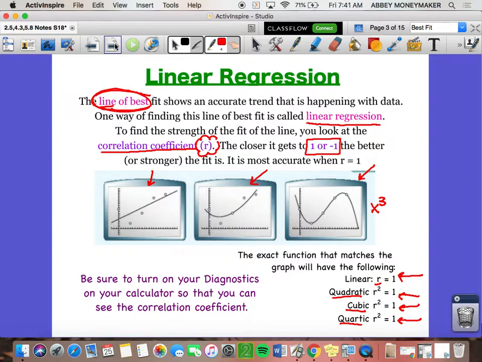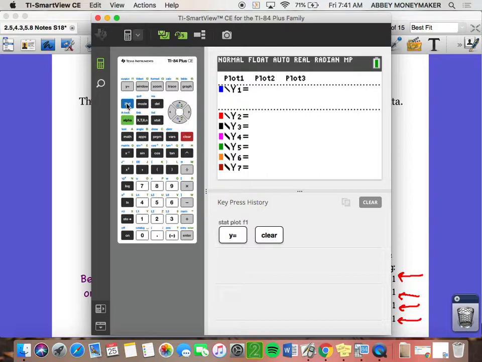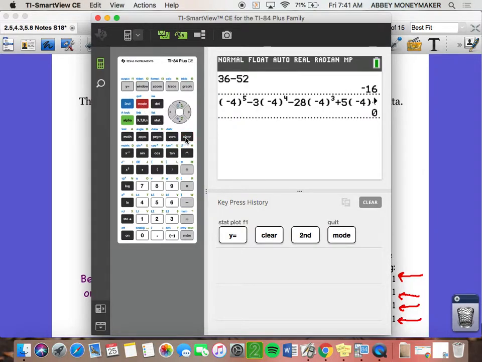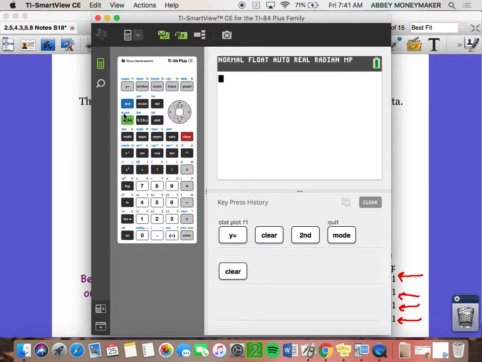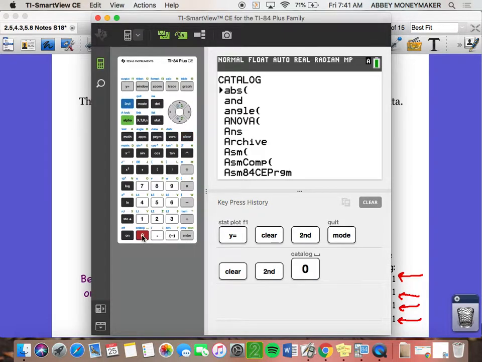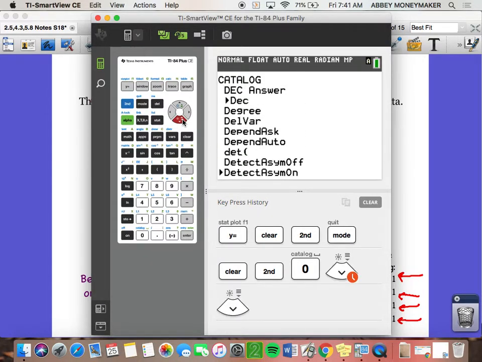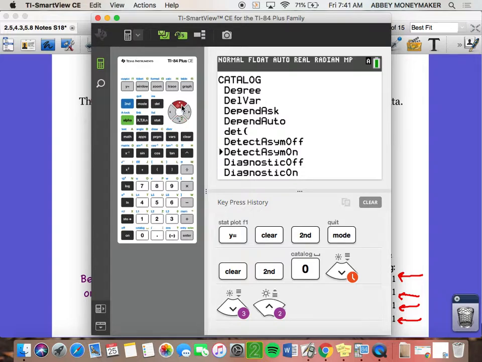So how do we look at the R value? On your calculator, you have to turn your diagnostics on. So on your calculator, you're gonna get to your home screen and you're gonna go to second 0, and that brings up the catalog. And you can scroll down until you get to the word diagnostic on. Ooh, right there, diagnostic on.